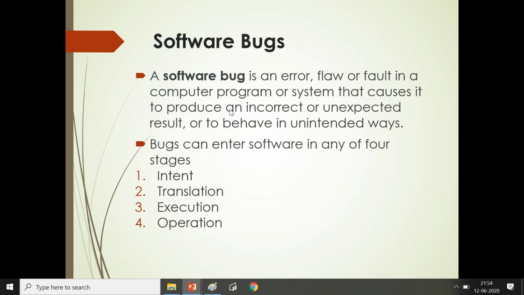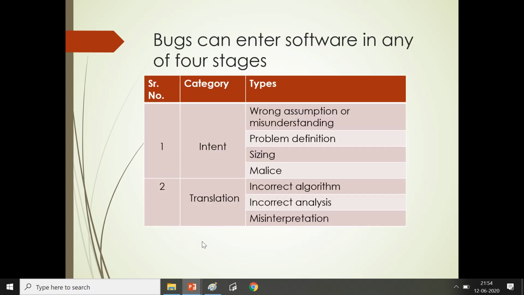Now moving towards software bugs. A software bug is an error, flaw or fault in a computer program or a system that causes it to produce an incorrect or unexpected result or to behave in unintended ways. Now we can see the bugs can enter software in any of four stages. The first stage is intent, then translation, execution and operation. The phases of bugs are introduced here.